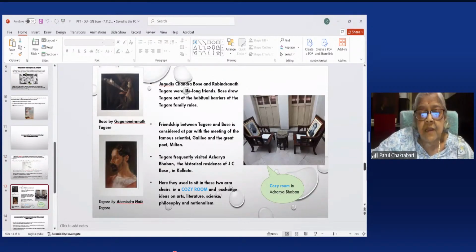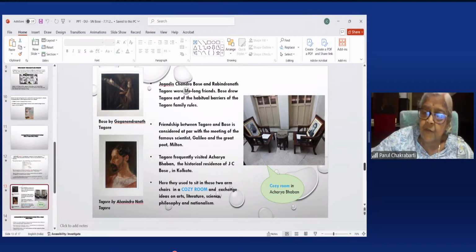All of you know that J.C. Bose and Rabindranath Tagore were lifelong friends. But it is J.C. Bose who drew Tagore out of his habitual barrier of the Tagore family rules and strict family discipline. The friendship between Tagore and Bose is considered at par with the meeting of the famous scientist Galileo and the great poet Milton.